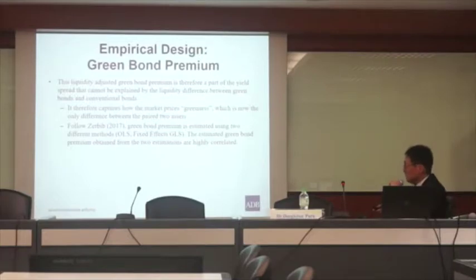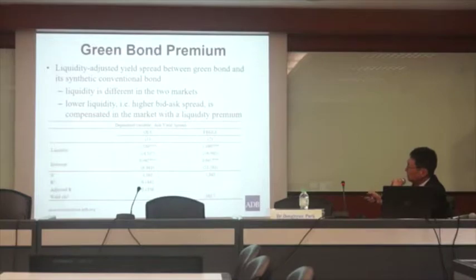So we estimate this green bond premium through two different methods, OLS as well as fixed effect GLS. First of all, this is the liquidity adjusted yield spread between green bond and its matched conventional bond. So this is what we do. The dependent variable is the ask yield spread, and we regress that on liquidity, which we proxy with the bid-ask spread, and these are the results we get. And again, the residual is the green bond premium.